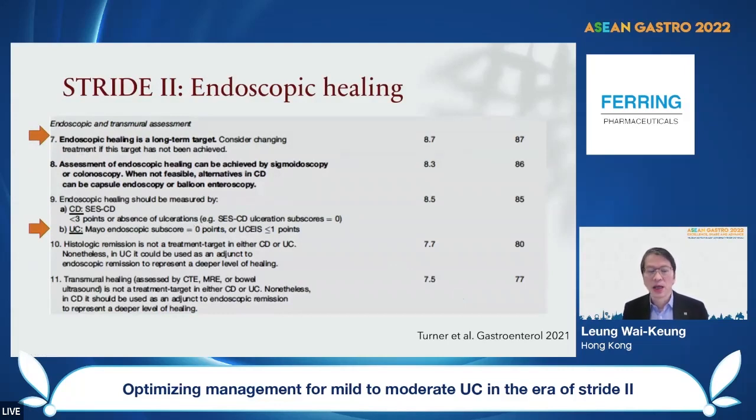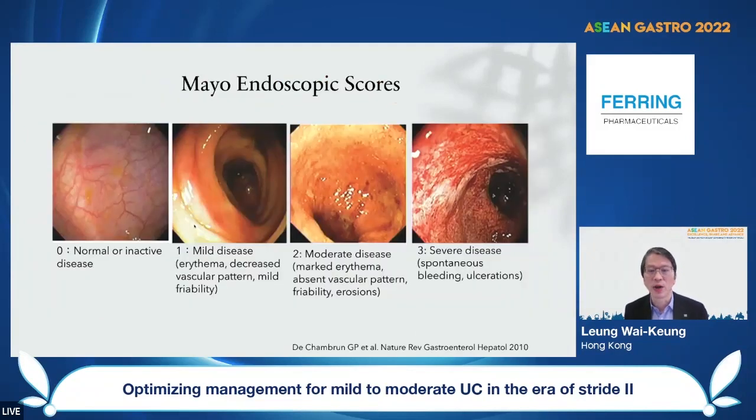And yet, histological healing or histological remission is still not considered a target, even for STRIDE 2, because it's not easy to achieve clinically. So this is the Mayo endoscopic score.